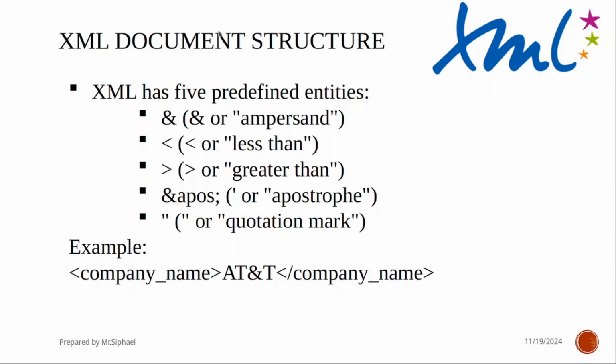So the XML document structure. XML has five predefined entities. We have the ampersand, less than, greater than, and apos, which is for apostrophe, and the quotation mark. These are predefined.